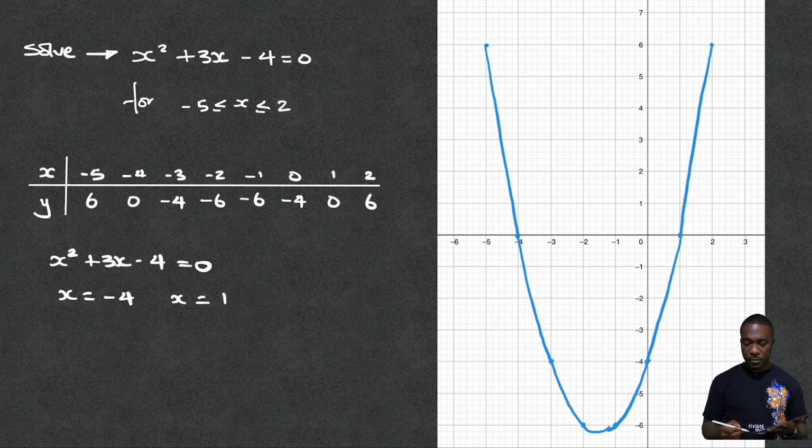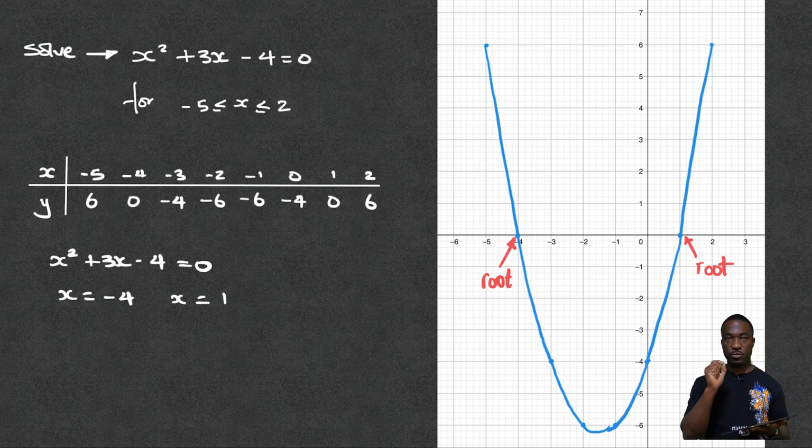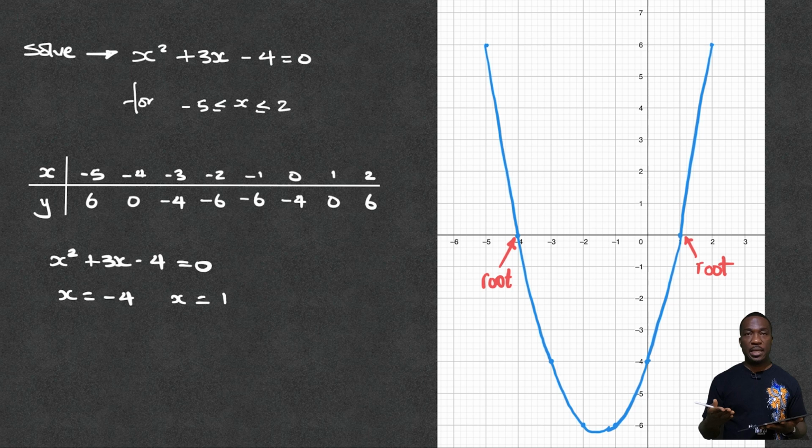Now, there are a few more things I want to tell you while I've got you here. First of all, where the graph cuts the x-axis, these are called roots. So this is one root, and this is my other root here. Okay, these are called roots. So in the question, they might say, find the roots of the equation. And if they say that, you need to know that you're looking for it on the x-axis just there.